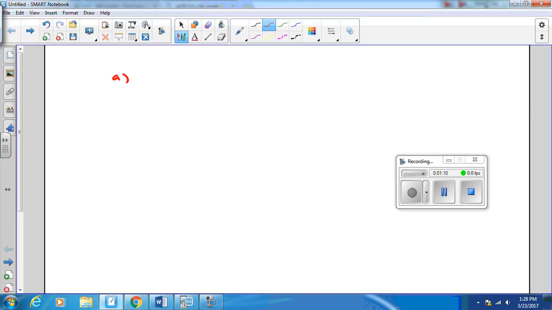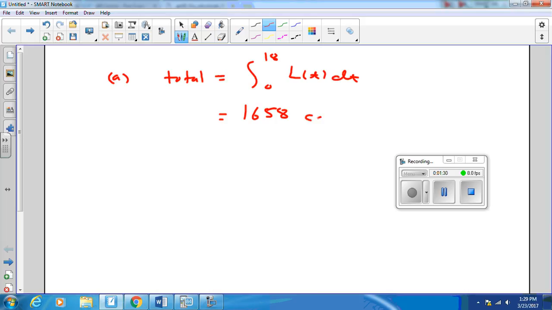And so in part A, we have a pretty straightforward total equals integral of rate. And then we're going to get some number on the calculator. Did you get that number? 1658. Okay. And that's after you round, right?